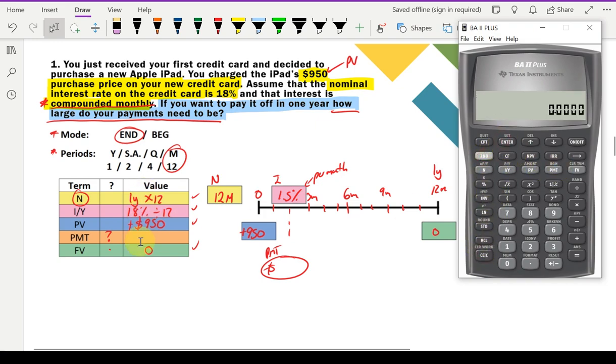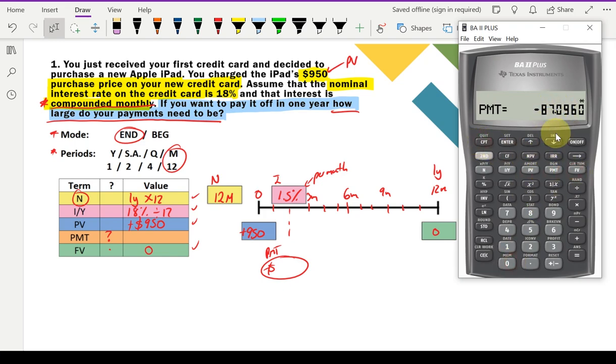So left to right or top to bottom here, 1 times 12 is 1 year is 12 months, right? 18% divided by 12. So you could do 18, and this is the way I suggest you do it. You do the division, you get the answer, and then you get the interest rate. You could put in 1.5, but when there starts to be a lot more decimal places, then it's better you do a more accurate calculation. And then present value is the $950 that we're borrowing from our credit card. And then the payment is what we're looking for, and we're going to end up with 0 future value. So we're going to compute the payment.